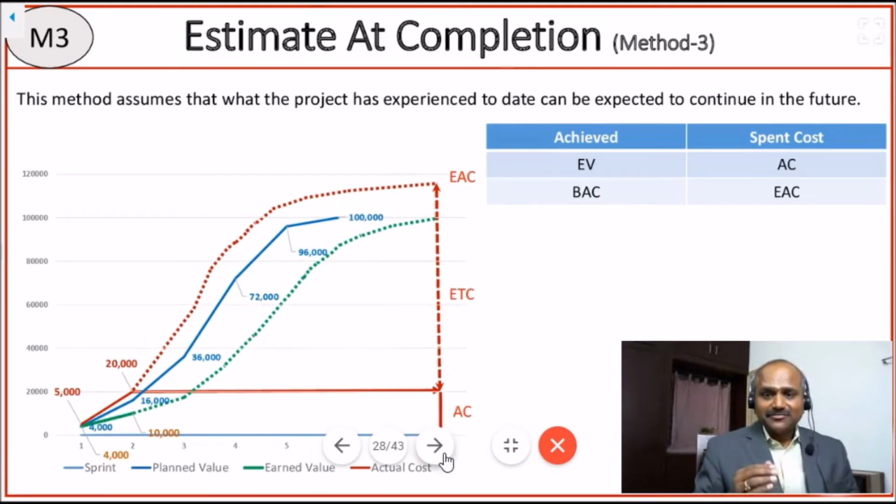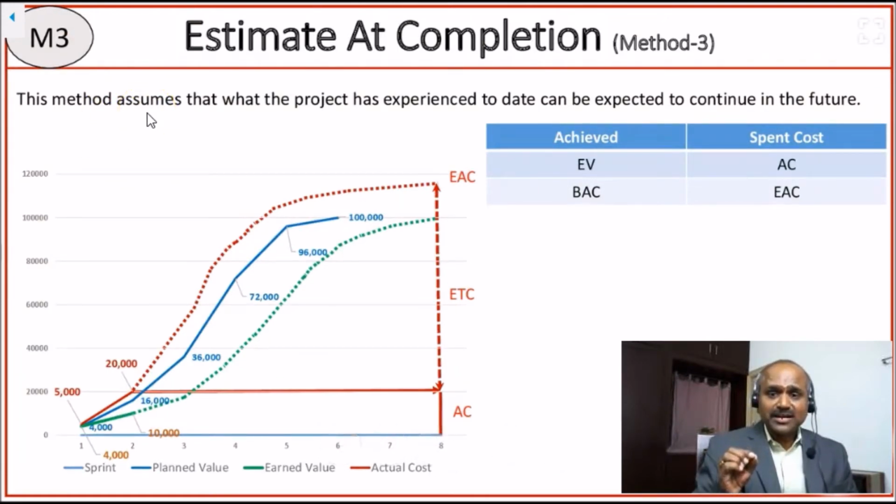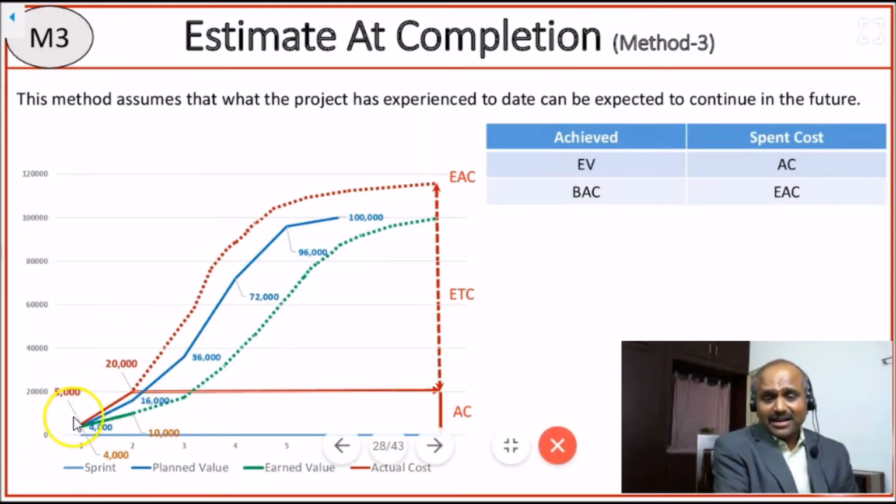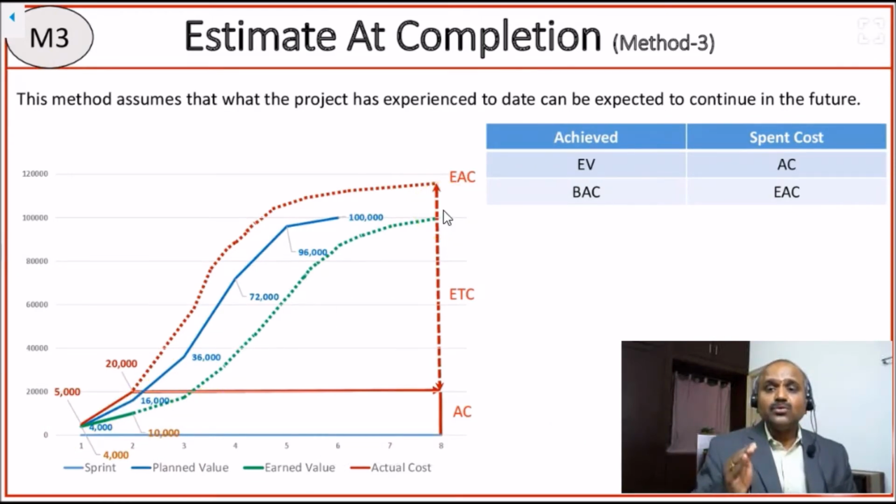The third method, which is the most used method on the ground, assumes that whatever rate at which the project has progressed to date, the same rate is going to continue. Most probably people will take this method. If no indication is given, people will assume this method. That means whatever rate at which we are completing the work, the same rate will continue. In that scenario, how do we calculate estimated completion?